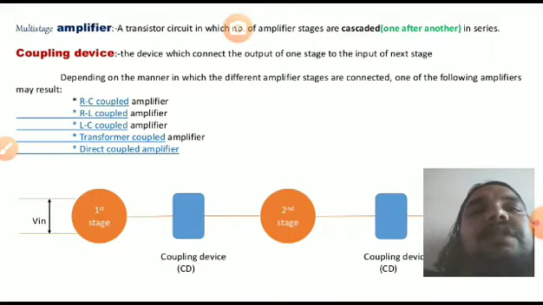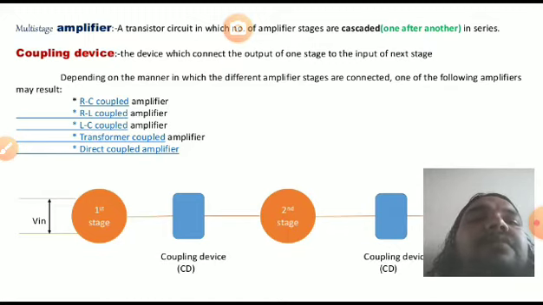The next topic is the multi-stage amplifier. A multi-stage amplifier means a transistor circuit in which a number of amplifier stages are cascaded one after another in series. A coupling device is the device which connects the output of one stage to the input of the next stage.